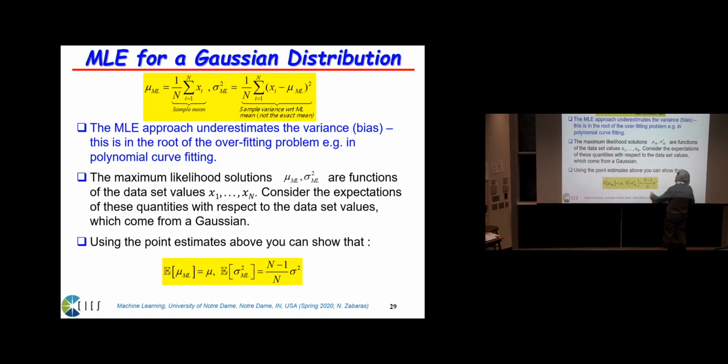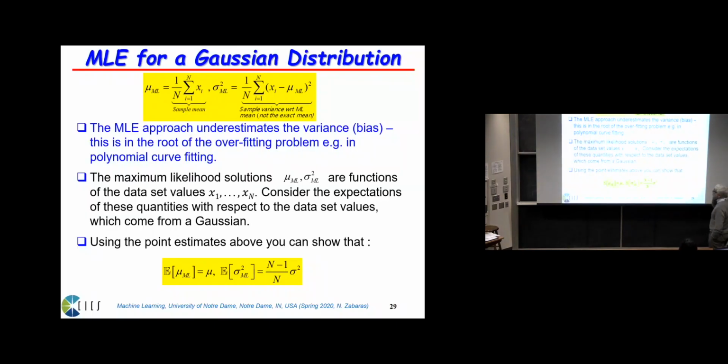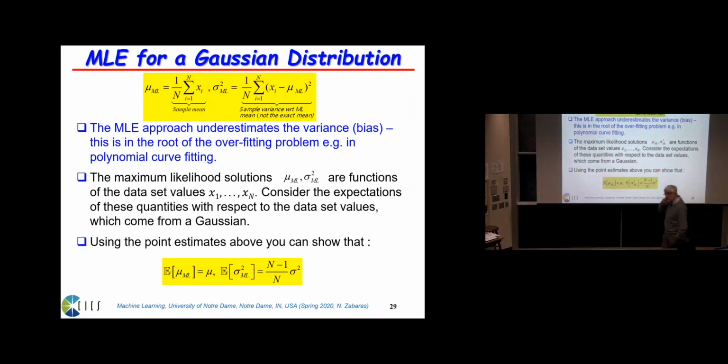If you do the same thing for the expectation of the variance, here what you will need is, when you expand the square, you're going to need to compute the expectation of xi squared, but also you will need the expectation of xi times xj. So when you do the calculation, it comes out that the expectation of the MLE estimate of the variance is (1 minus 1 over n) sigma squared. So it's actually less than the true variance.